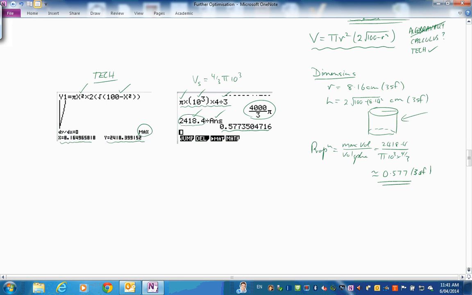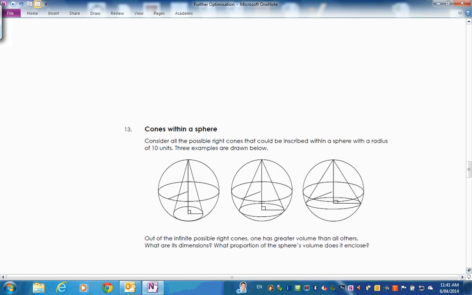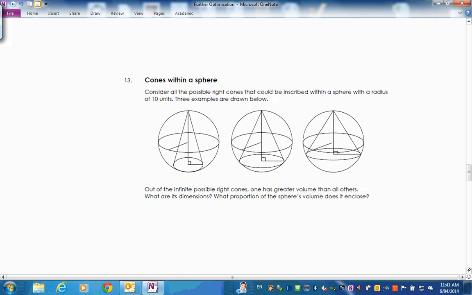Let's have a look at what you want to do now. Can you do one for yourself? Consider the possible right cones. So right means it's straight up and down. Right angle. The line joining the vertex to the centre of the base is at 90 to the base. In other words, it's not like this. It's not across there like that. Okay, so it's right in the middle.